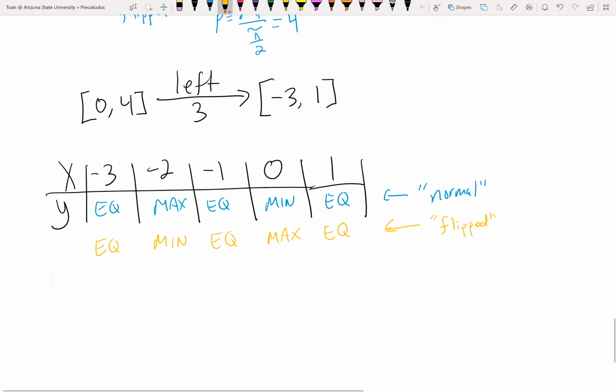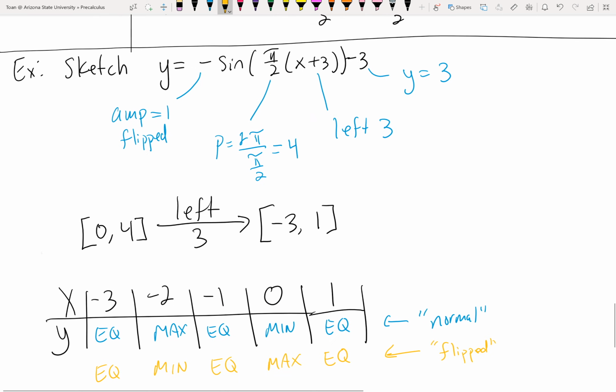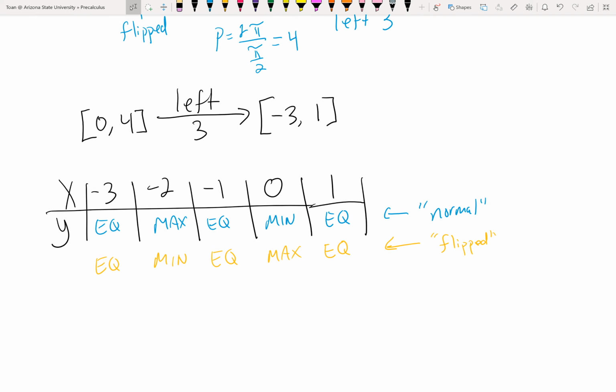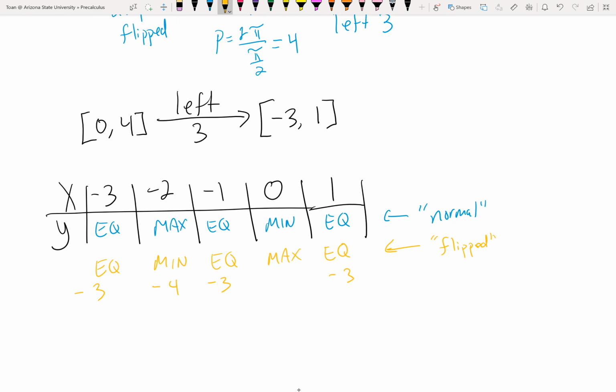I forgot the numbers. So what are the actual numbers? My principal axis is at negative 3. So this guy here is a negative 3, negative 3, negative 3. And my amplitude is a 1. So the minimum will go down by 1, the maximum will go up by 1. So there we have it.